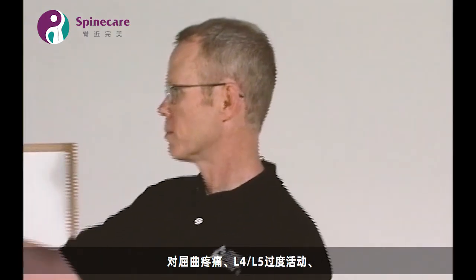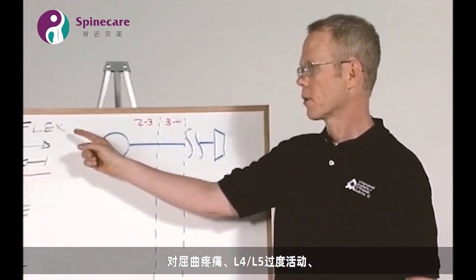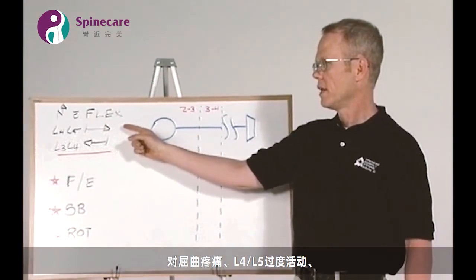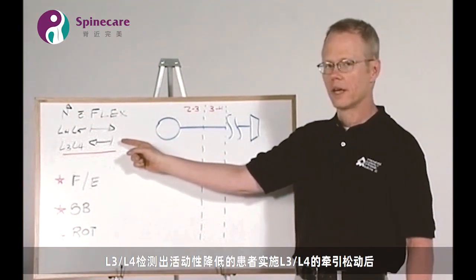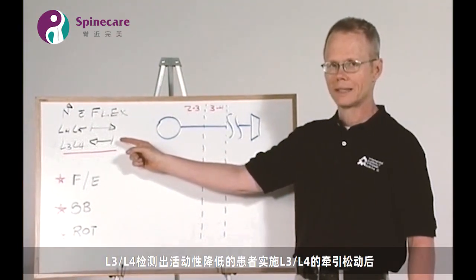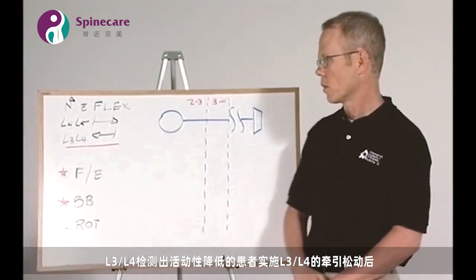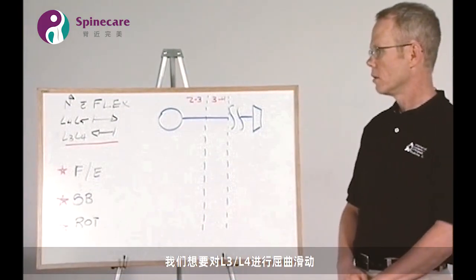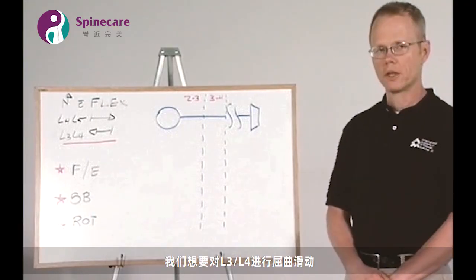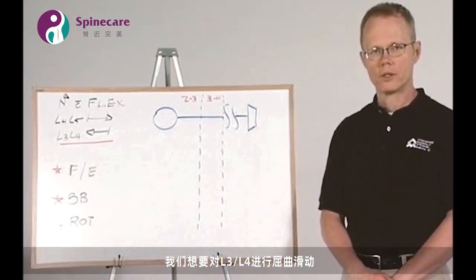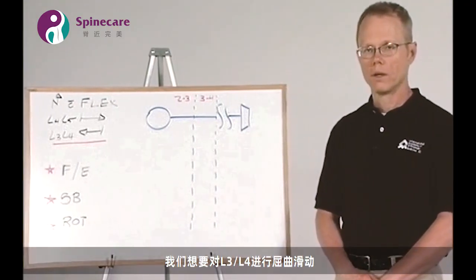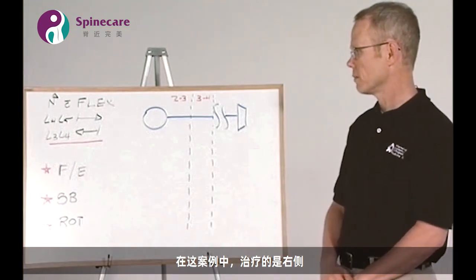Following local traction mobilization to L3, L4, for a patient who has pain with flexion, a hypermobility at L4, L5, and a hypomobility previously detected in our joint segmental testing at L3, L4, we're going to want to provide a flexion glide mobilization to L3, L4, in this case on the right side.